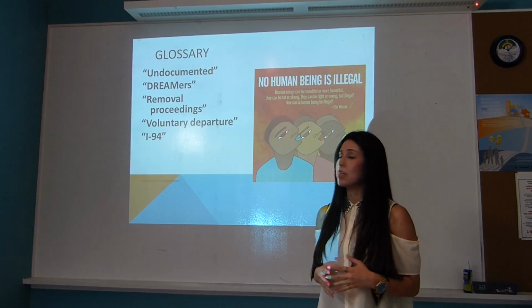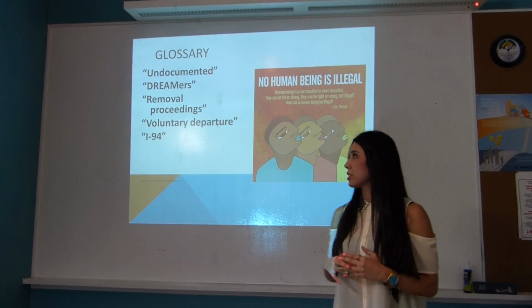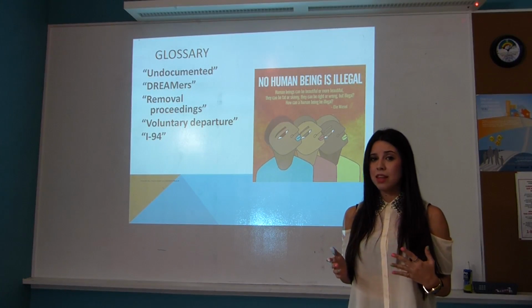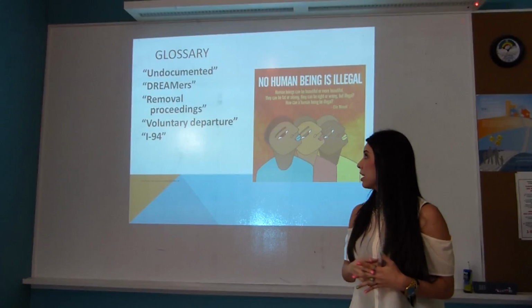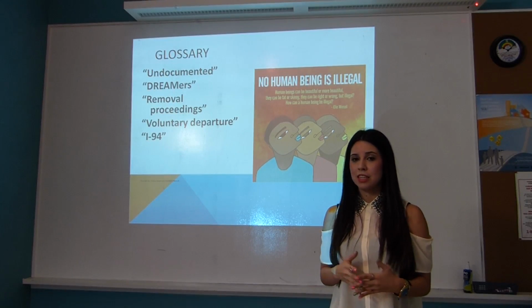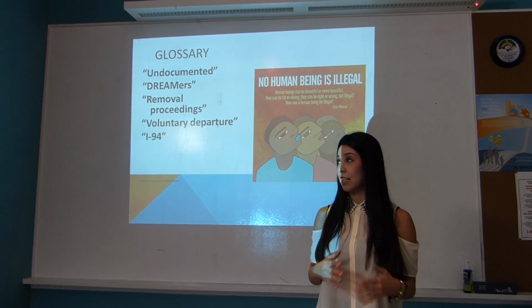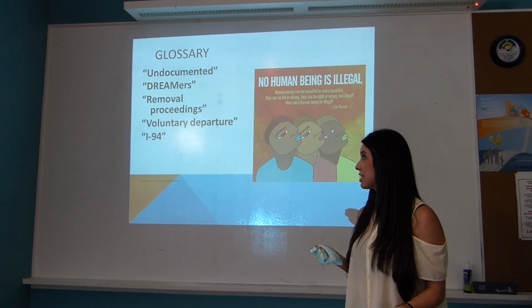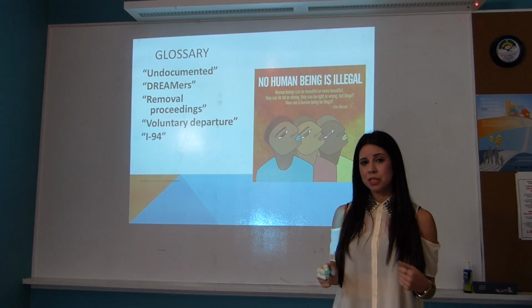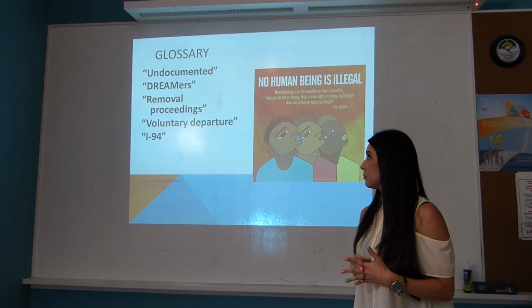These are a few words that you're going to hear throughout the training, so that you can become a little more familiar with them. Undocumented is a term we use to describe our applicants if they do not have a legal status to be in the United States. We also call them dreamers, after the DREAM Act that has failed to pass Congress.